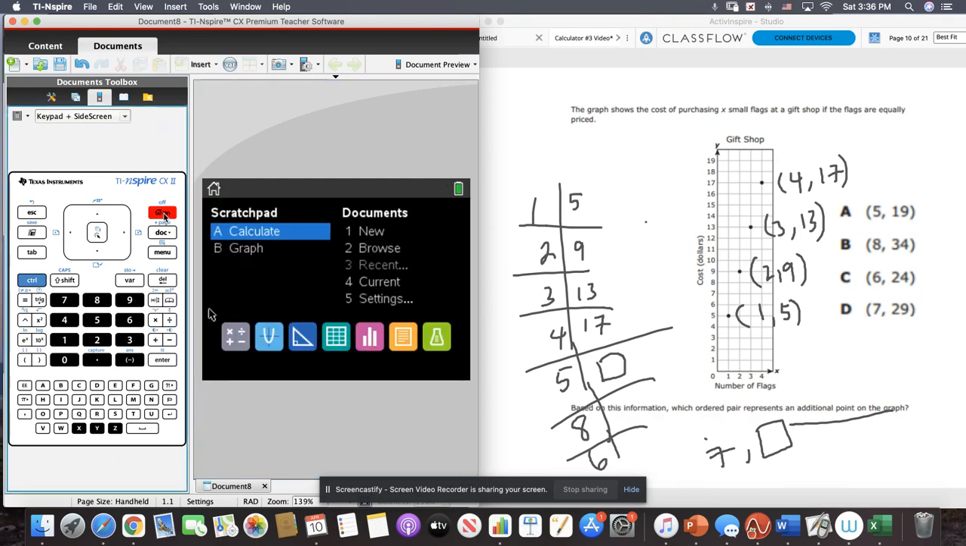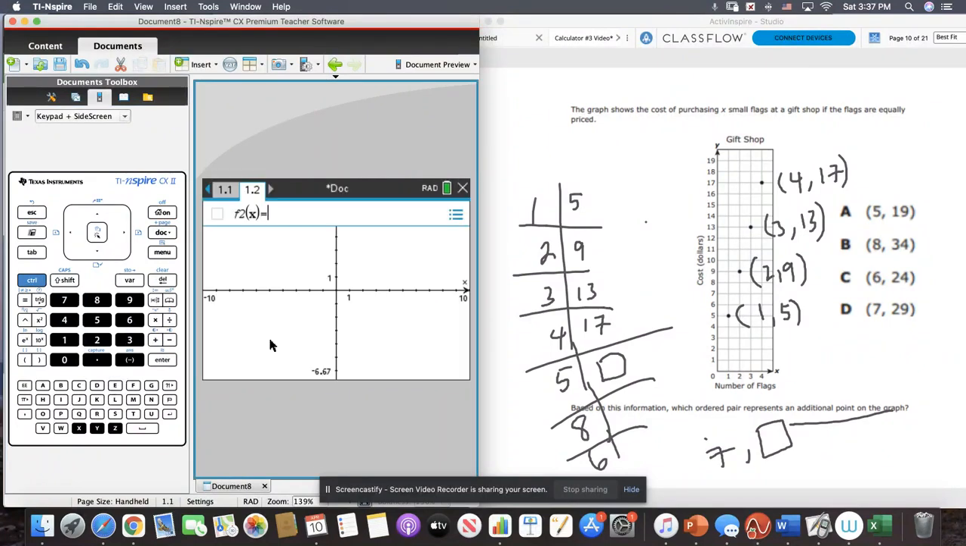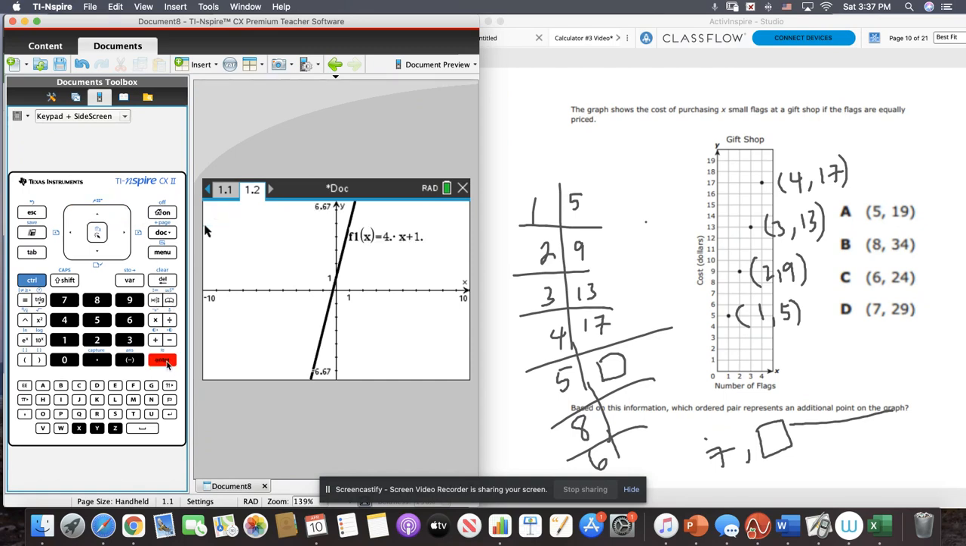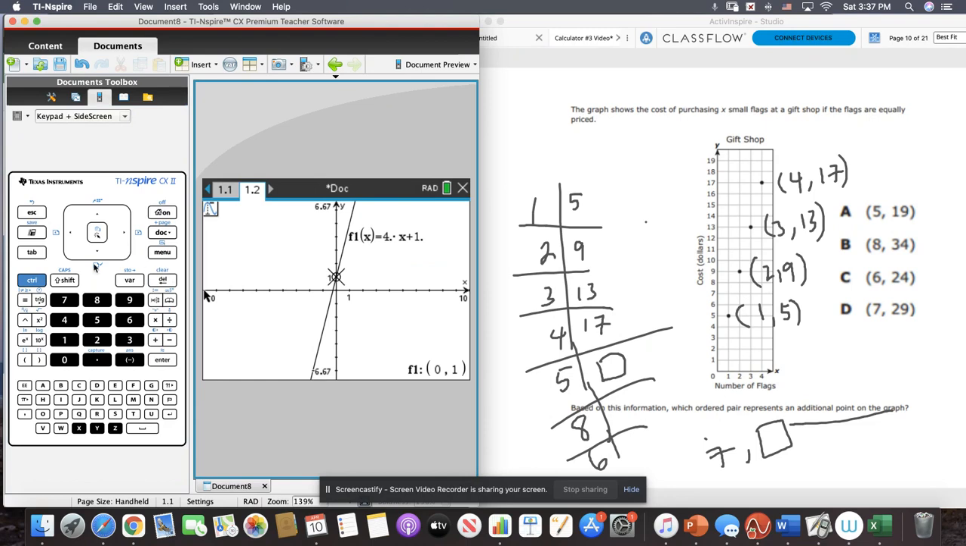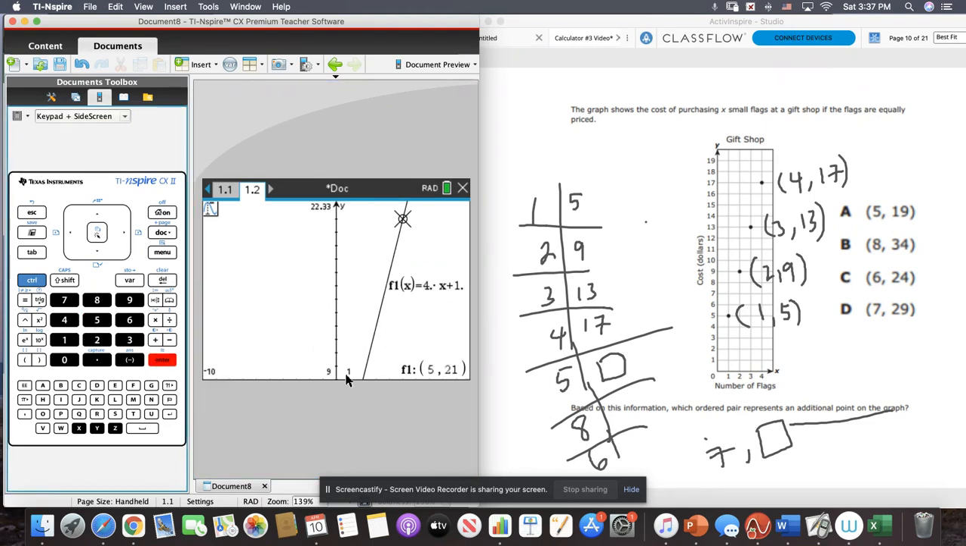So when you hit the home button and we come down here to the graph, it goes to F2. You have to hit the up arrow key and then click enter. There's the line. So I want to know what's happening at 5. Menu, trace, graph trace. 5 is 21. Here it says 5 and 19.